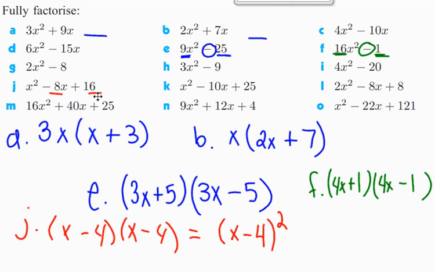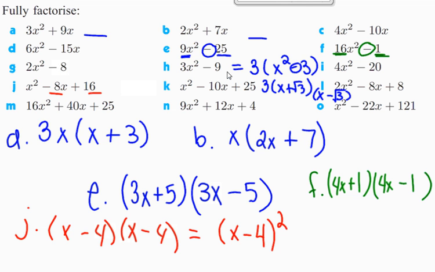Okay, so for H, we can take out a 3 from both of those terms, right? So right away we can factor out a 3. We've got x squared minus 3. So even though 3 is not a perfect square, they're looking at this as a difference of squares because we've got a minus sign, we've got x squared, which is a perfect square, and even though 3 is not, we can still write this as x plus the square root of 3 and x minus the square root of 3.